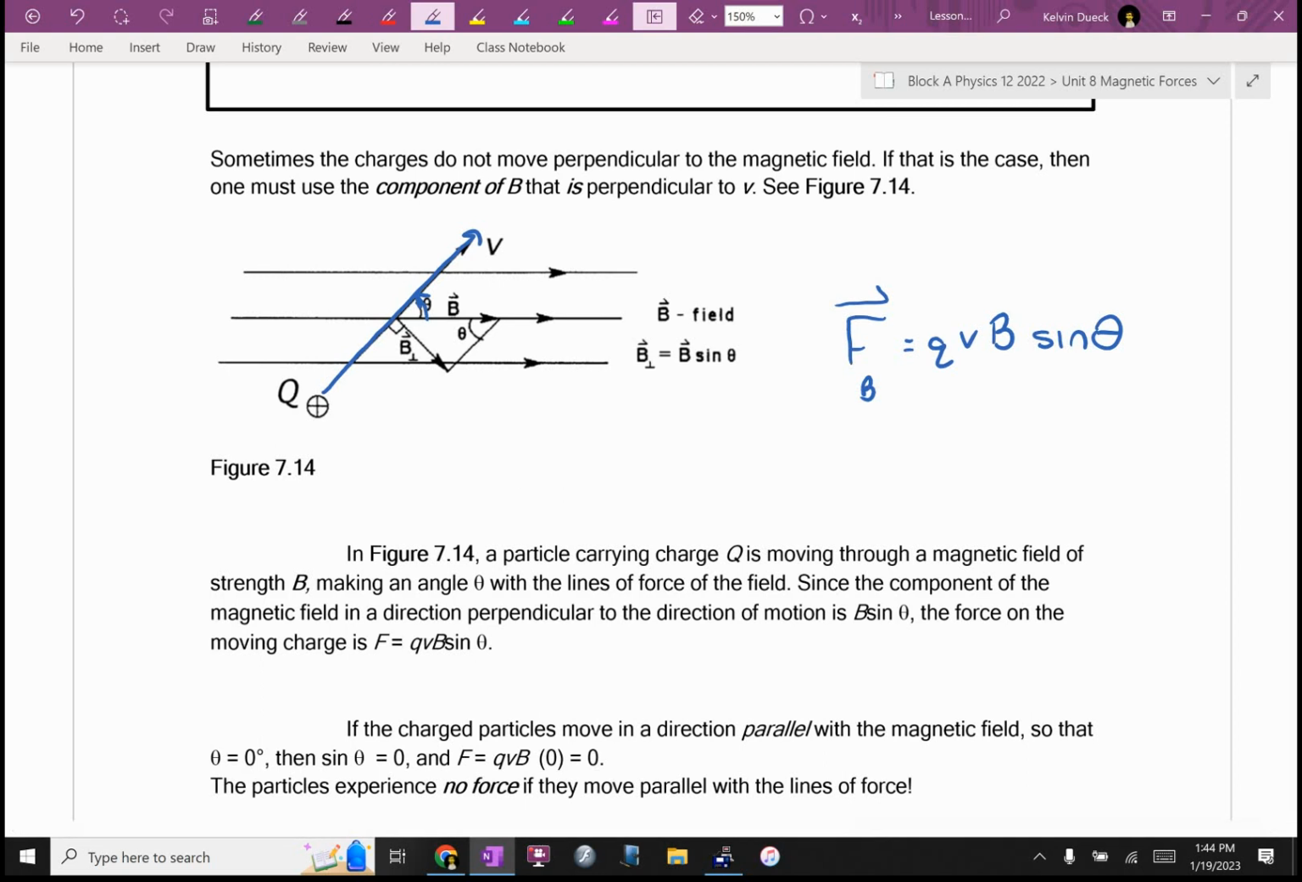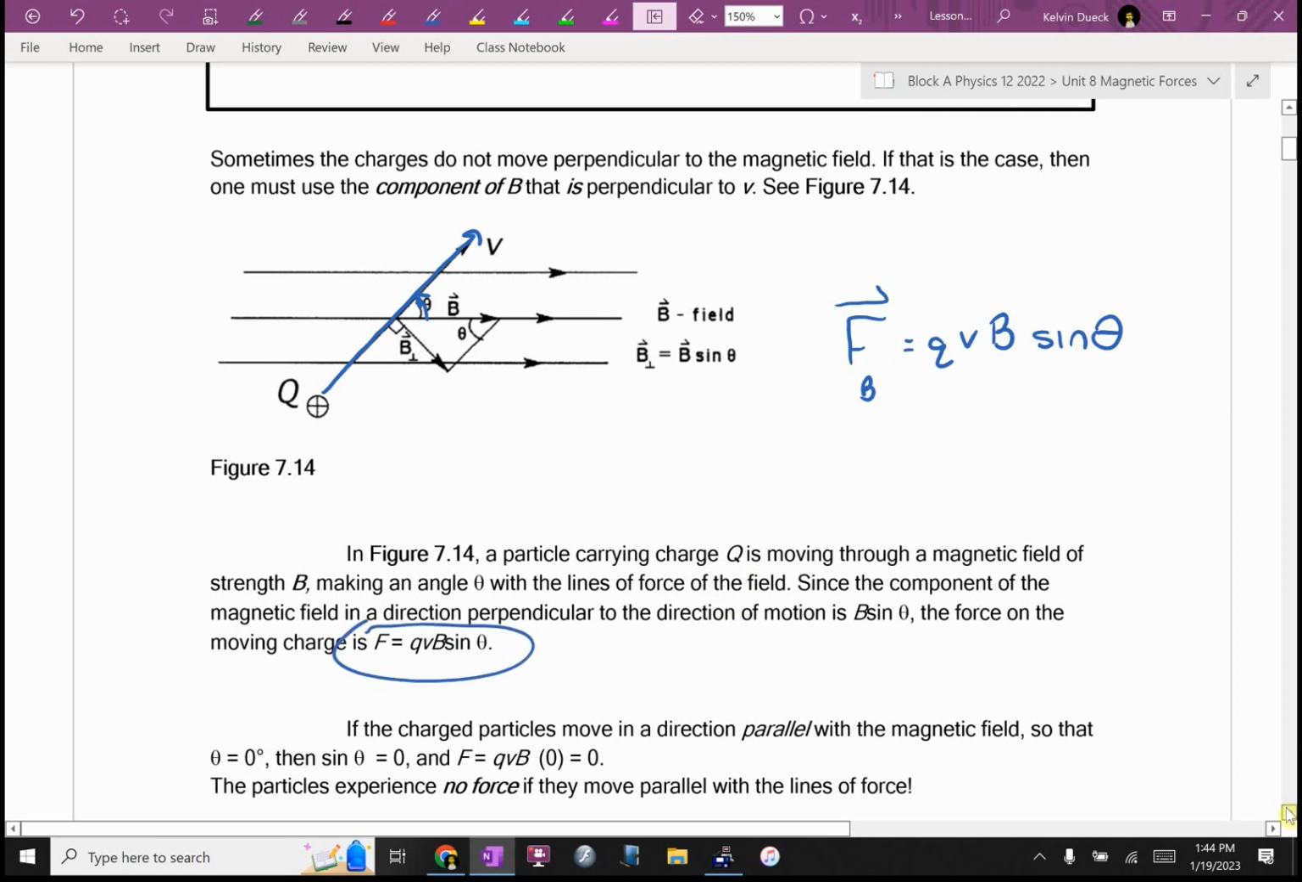Okay? So I wrote here, a particle carrying charge big Q or little q is moving through a magnetic field of strength B, making an angle theta. Since the component of the magnetic field in a direction perpendicular to the direction of motion is B sine theta, if you drew the right angle triangle, you would find that. Then it's qvB sine theta. So that's where that equation is from.